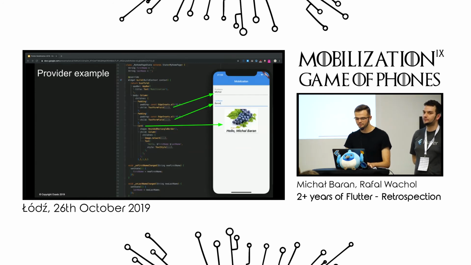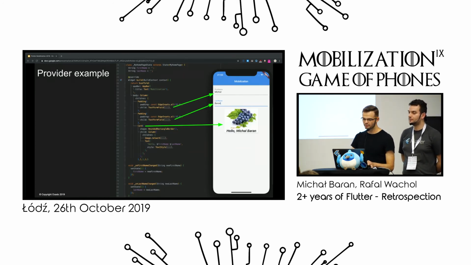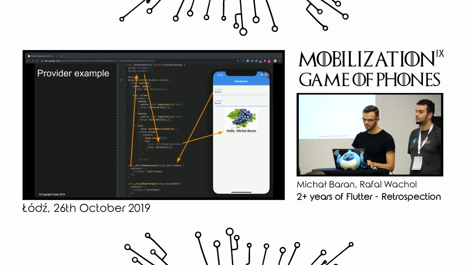So let's look at a specific example. We have a simple screen with two text fields and one card view. And every time the user inputs a new first name or last name, we'll update our state, and the card will display a new welcoming message.